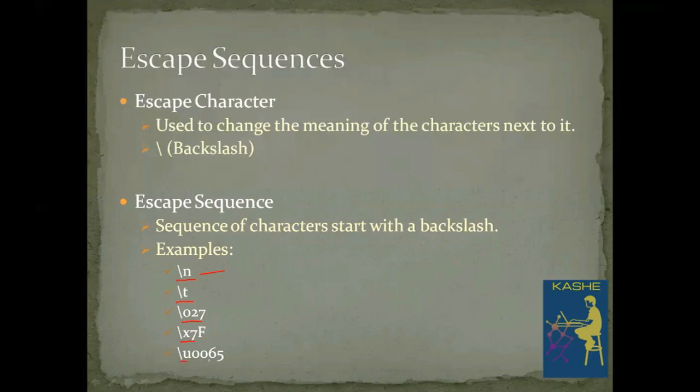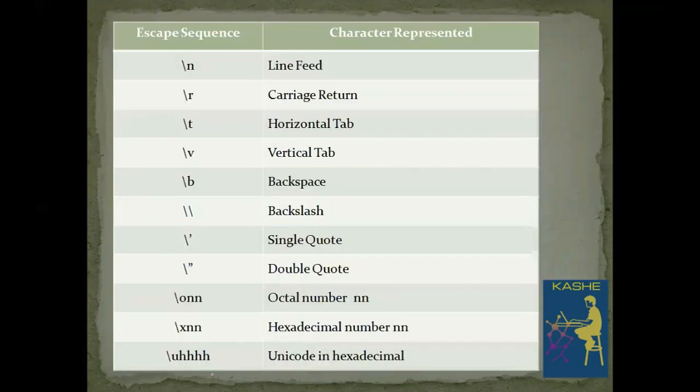Actually 0065, you may consider that as a decimal number. But because of backslash u as an escape sequence, 0065 now becomes the Unicode of a particular character in hexadecimal number format. And then I have mentioned various escape sequences and the corresponding character represented by it. So here the first escape sequence I have considered is backslash n, which is a line feed. And then backslash r represents carriage return. And then backslash t represents horizontal tab.